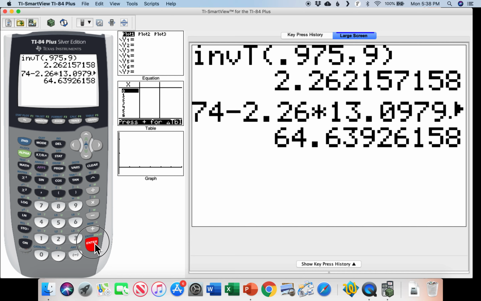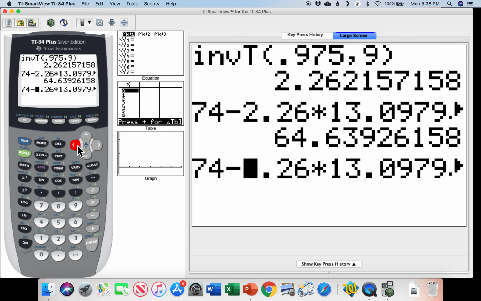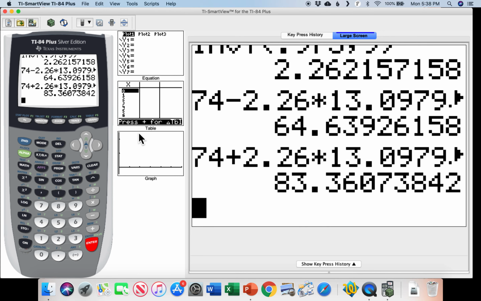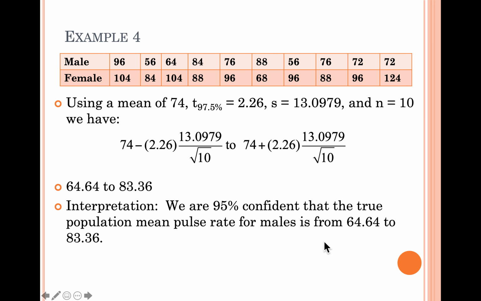And then the upper limit of the confidence interval, 83.36. To interpret this, we state that we are 95% confident that the true population mean pulse rate for males is from 64.64 to 83.36.